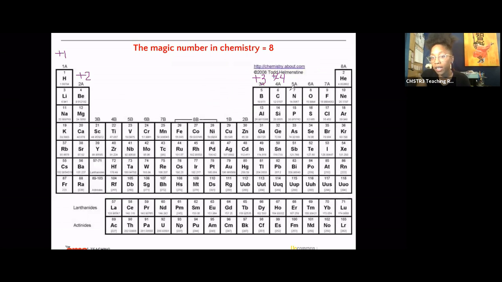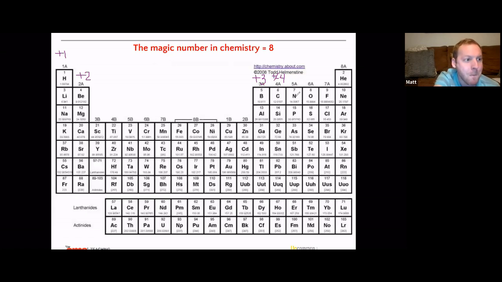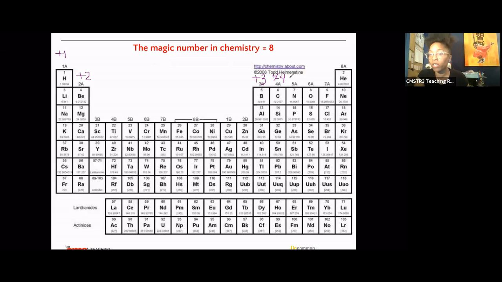Now you'll see in a second that it's going to form a pattern. So the nitrogen family has 5 valence electrons. What do you think they're going to do? They're going to take 3. So that means they're going to have what charge? -3. There you go, -3 oxidation number.